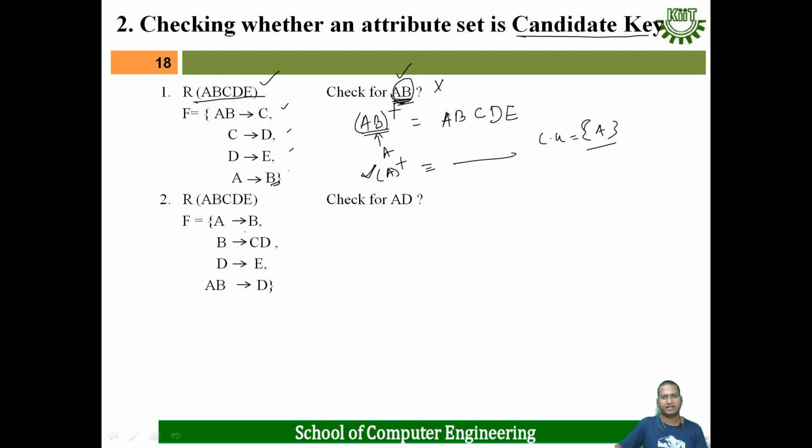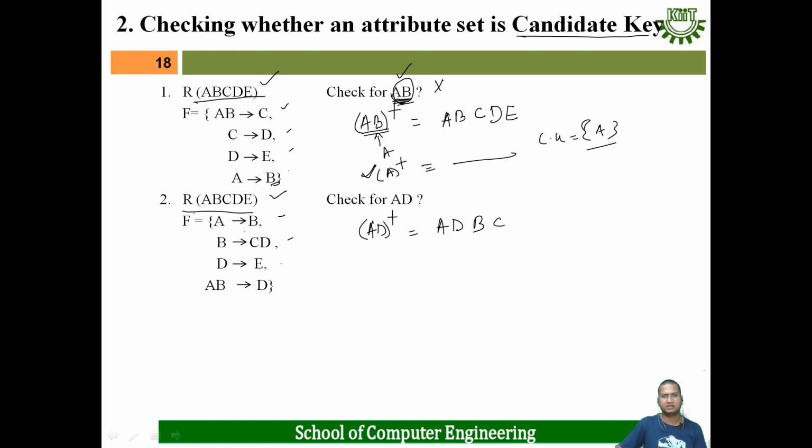Check for AD in this case. Suppose R, A, B, C, D, E is a relation and this is the functional dependency set. These are all. Then how to check AD? We have to find out AD closure. AD closure is equal to AD B. From A we can infer B. From B we can infer CD.